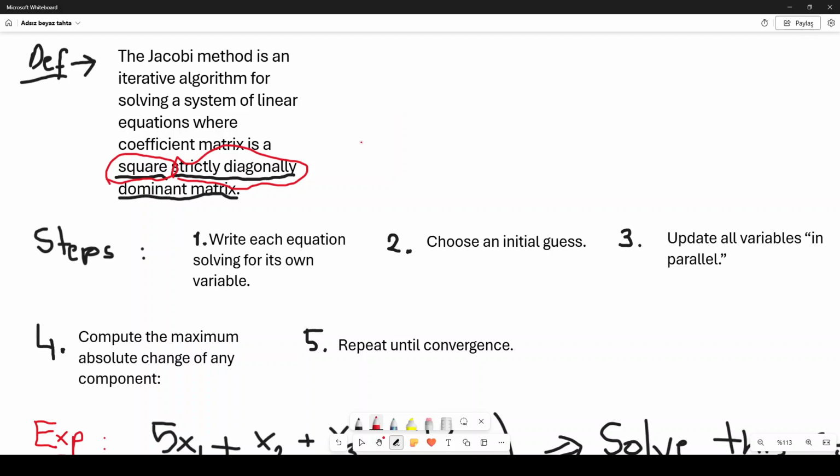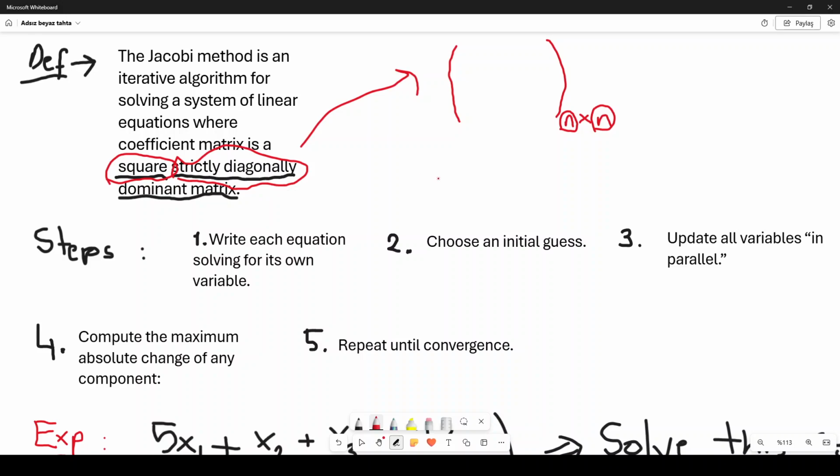Let's see that. But before diving into the details of the Jacobi method and how we can apply it, we first need to understand what a square strictly diagonally dominant matrix is and why this should be satisfied. We know that if our matrix has an equal number of rows and columns, then it is called a square matrix. What I mean by that is, if we have an n by n matrix, where the first n is the number of rows and the second n is the number of columns, then we say that we have a square matrix.